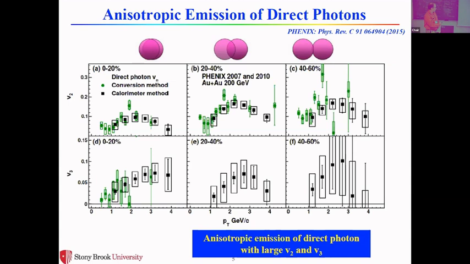And you see there's a sizable V2 that is comparable to that measured for pions in these collisions. And one can certainly interpret that as clear evidence that there is an imprint of this blue shift. Now, we've also looked at the system size dependence.